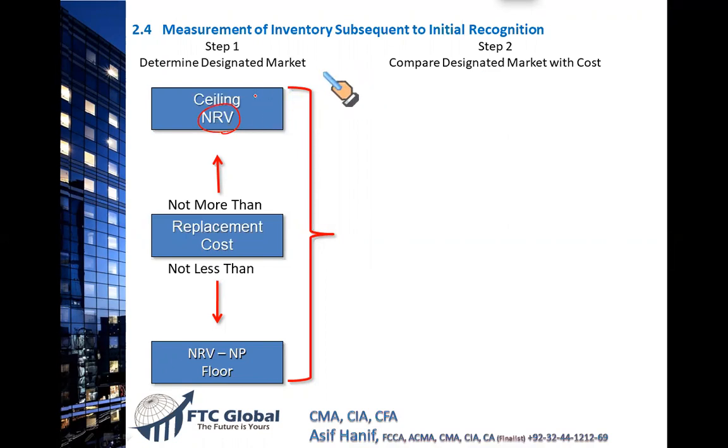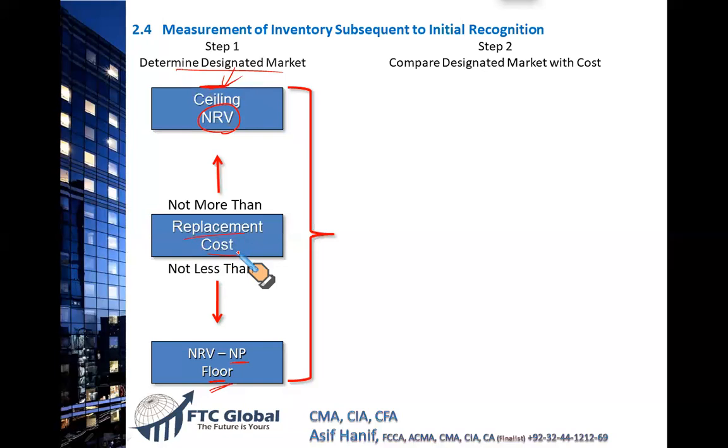This under US GAAP is called the ceiling. Your market price cannot be more than this number. Then if you deduct your normal profit margin from your NRV, this will give you the floor. What does it mean? Your designated market price cannot be more than the ceiling, and your designated market price cannot be lower than the floor. The third element you must consider is the replacement cost.